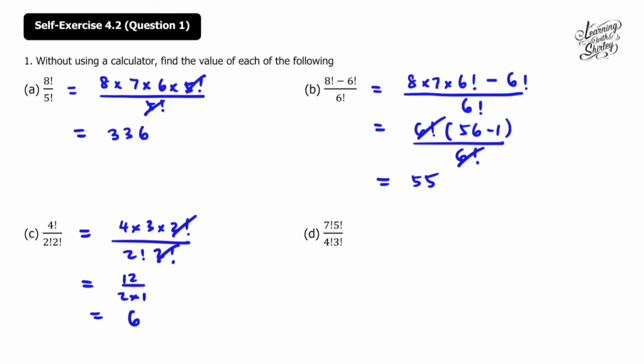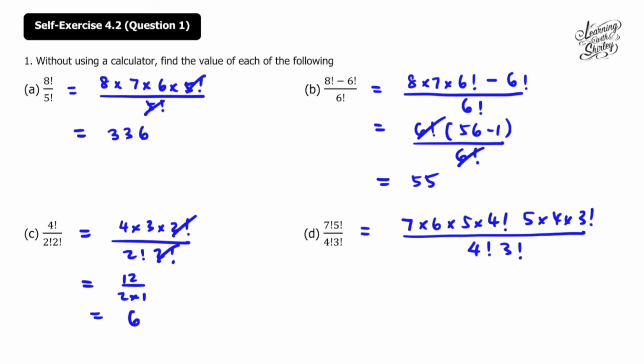Now let's solve for D. 7 factorial times 5 factorial over 4 factorial times 3 factorial. Okay, so we're going to write down 7 times 6 times 5 times 4 factorial. And then the 5 factorial we change to 5 times 4 times 3 factorial. Then over 4 factorial times 3 factorial. So we can cancel off 4 factorial top and bottom and 3 factorial top and bottom. So it equals 7 times 6 times 5 times 5 times 4, and the answer is 4,200.